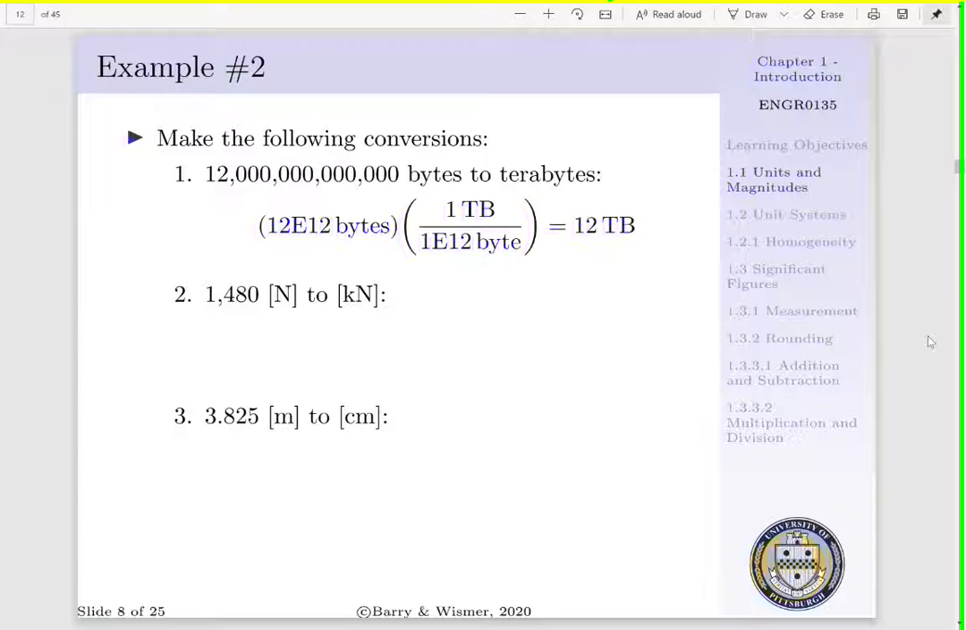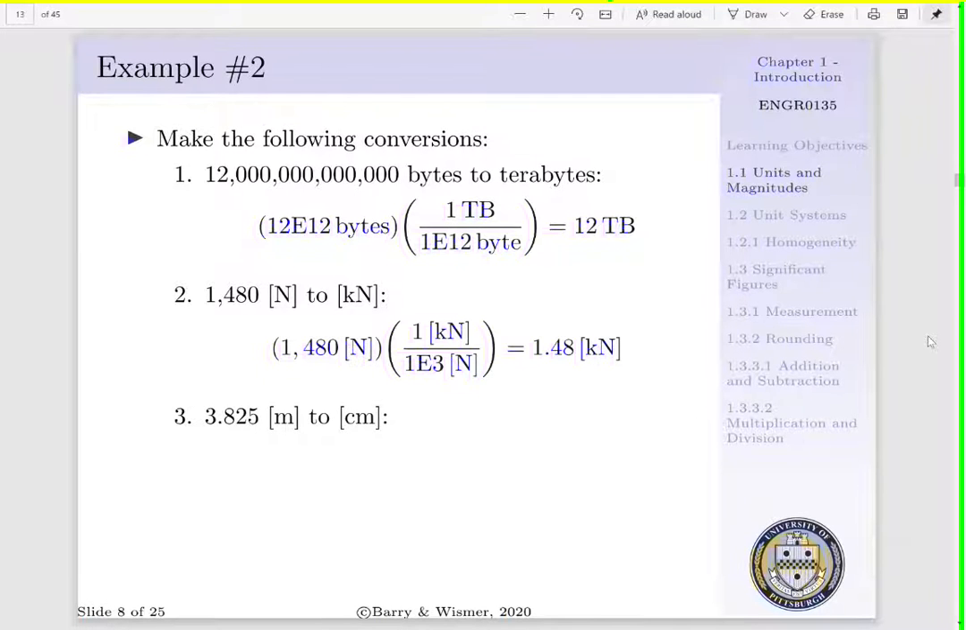If we want to convert 1,480 newtons to kilonewtons, all we have to do is take our original quantity, 1,480 newtons, and recognize that there's 1,000 newtons per 1 kilonewton, or 1 e to the 3 newton per 1 kilonewton. Thus, we divide 1,480 divided by 1,000, which gives us 1.48 kilonewtons.